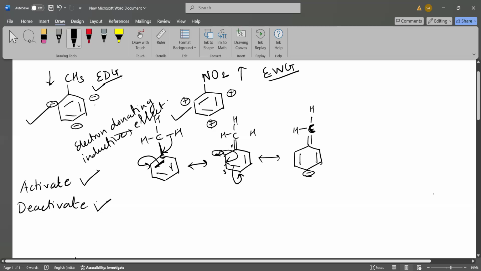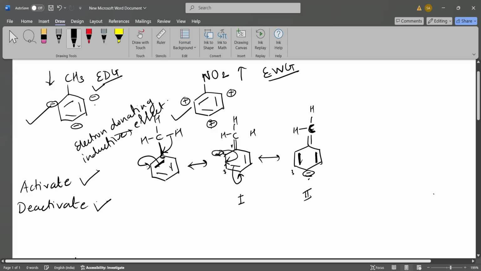Now, what happened? It will form a bond. So that newly formed bond is here. Okay? This is your previous bond, and this is a negative charge at the para position. This is your structure 1. This is your structure 2. Correct? Yes, ma'am.